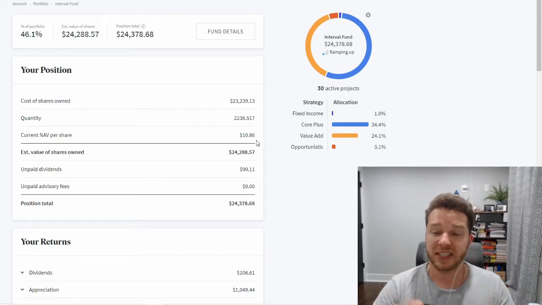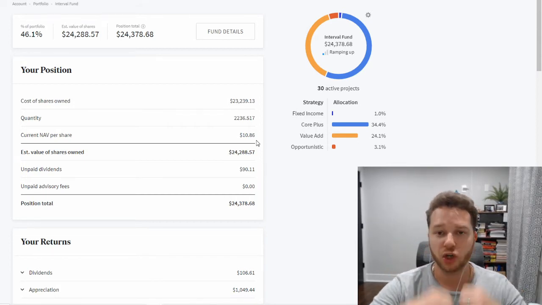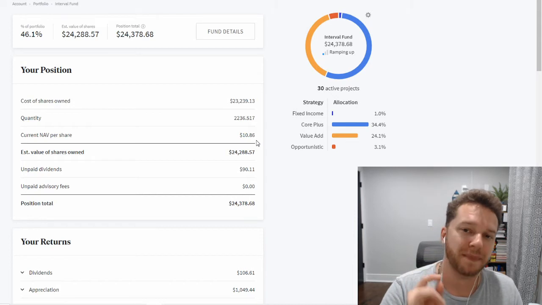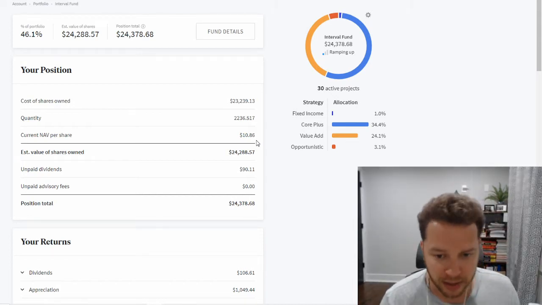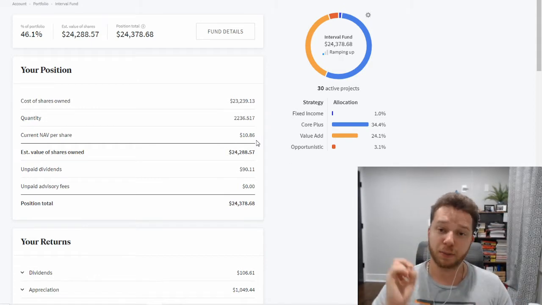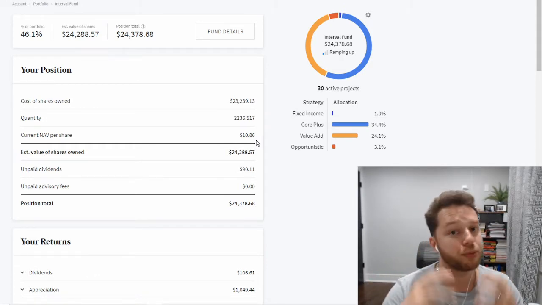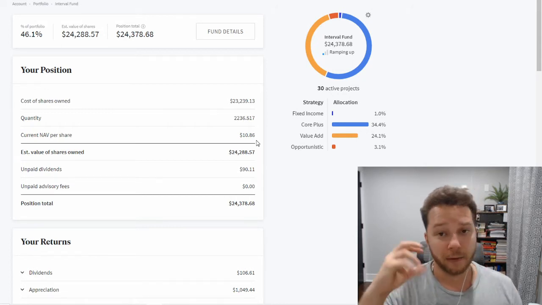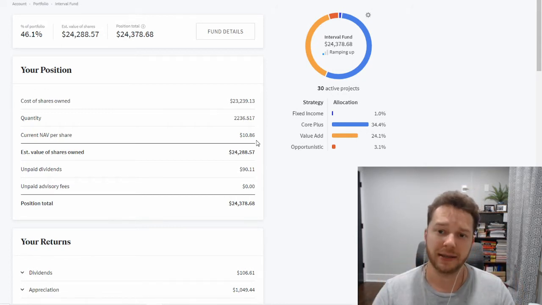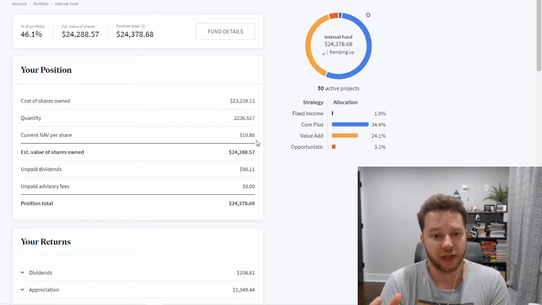$10.86. However, this fluctuates, and Fundrise does a really great and unique job that no other private real estate crowdfunding company does, is they update this price per share somewhere about on a quarterly basis, right? Most private real estate crowdfunding companies don't even update this because it's hard for them to calculate the value of this certain fund. How much is this fund worth?